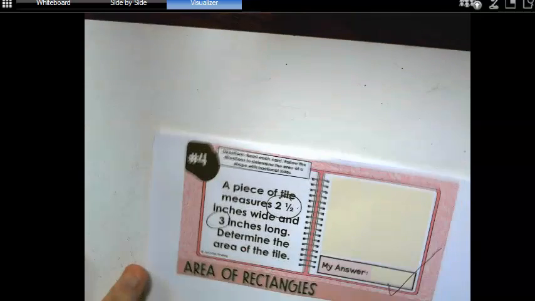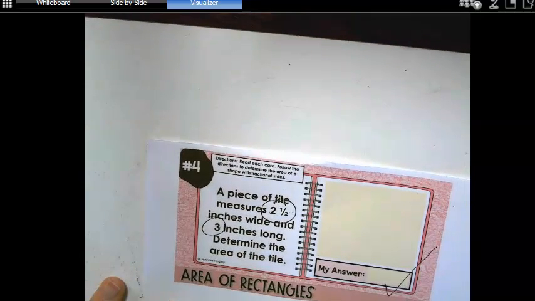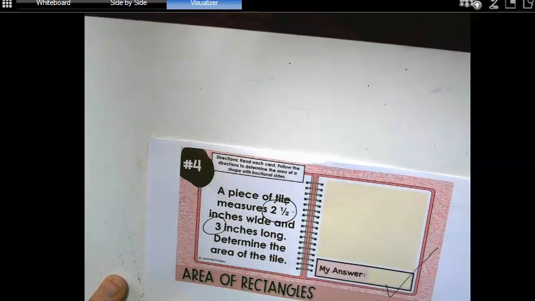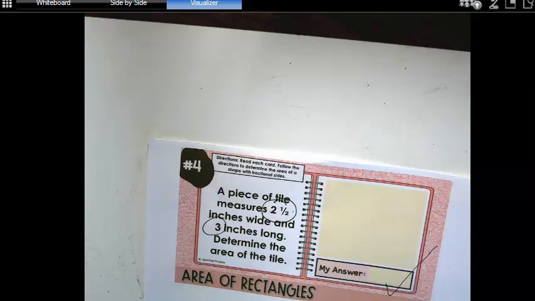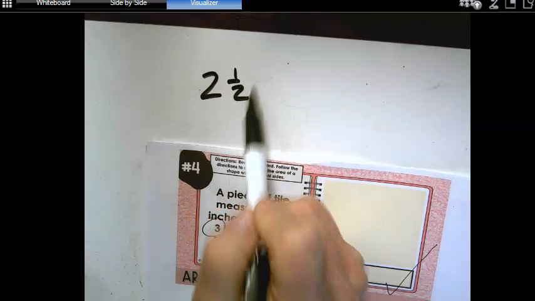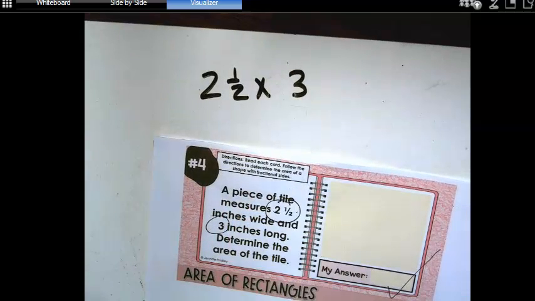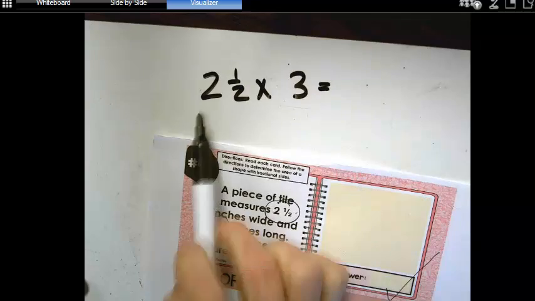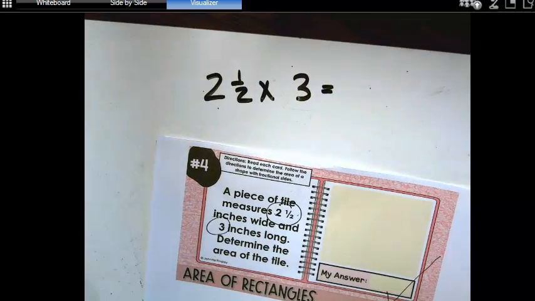Okay, we're going to take another example. And this question asks, a piece of tile measures 2 1/2 inches wide and 3 inches long. Determine the area of the tile. Well, I know when I find area, I'm going to multiply the length times the width. So if I'm multiplying the length times the width, I'm going to be multiplying a mixed number times a whole number.